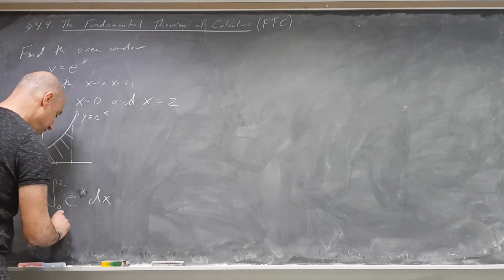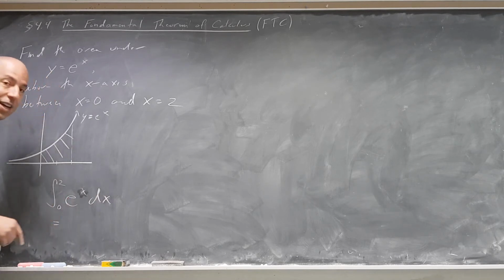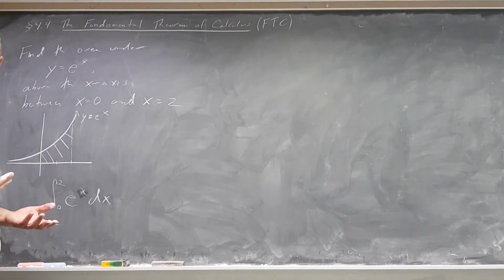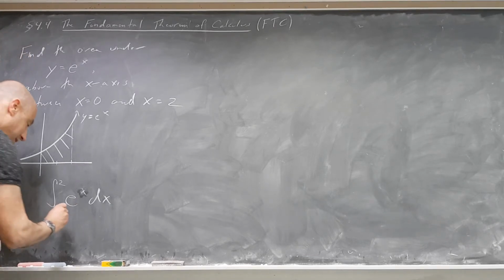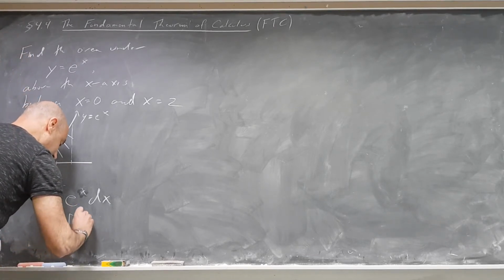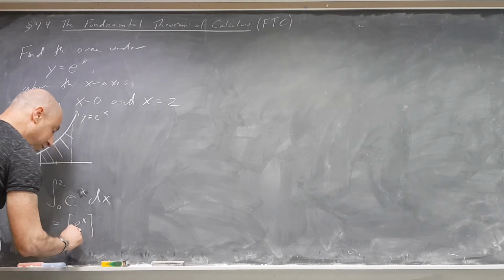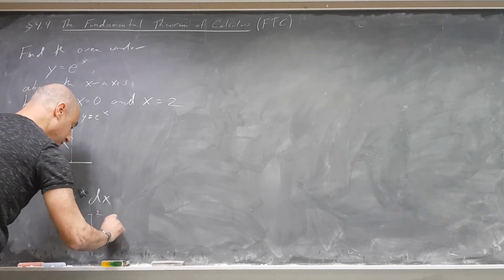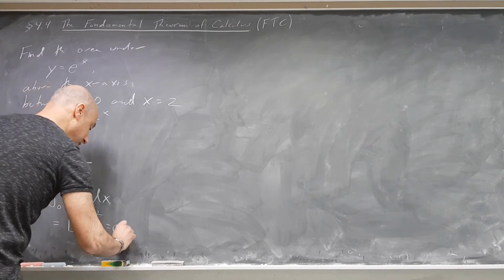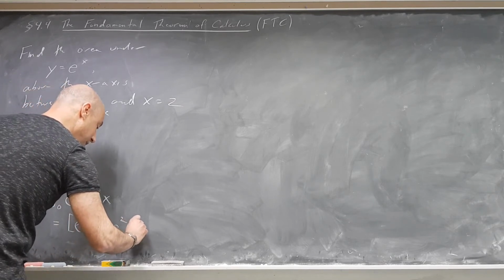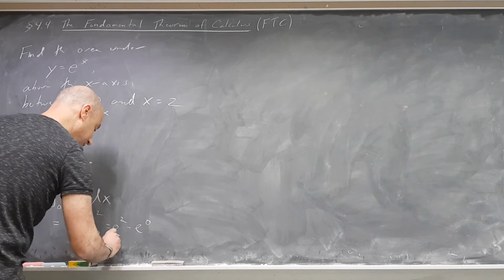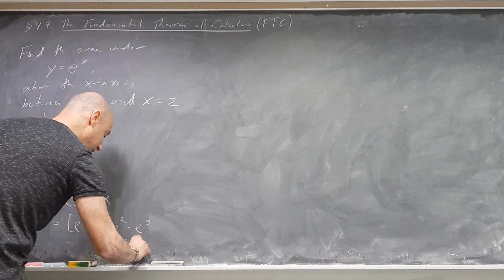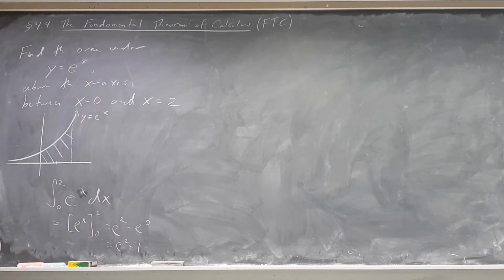Instead, we just need an antiderivative for e to the x, a function whose derivative is e to the x. Well, that's easy. E to the x is a perfectly nice antiderivative of e to the x. The derivative of e to the x is e to the x. We'll put in the 0 and the 2. So this just means e squared minus e to the 0. In other words, e squared minus 1. And we're done. The area of this is e squared minus 1. If you want a decimal value for that, plug it into your calculator.